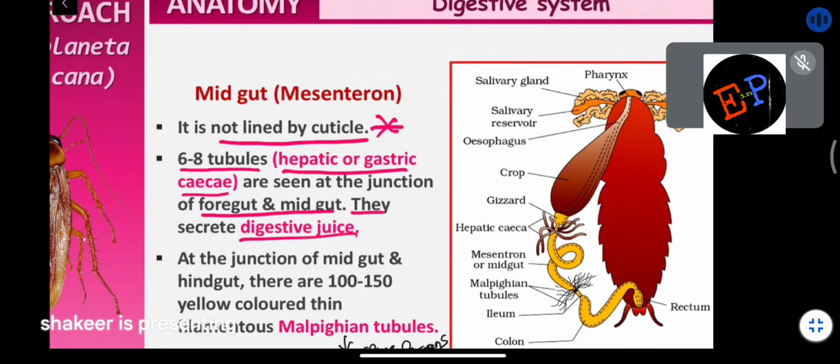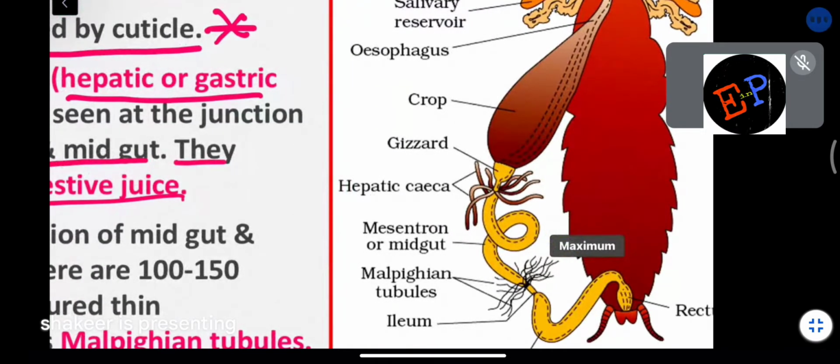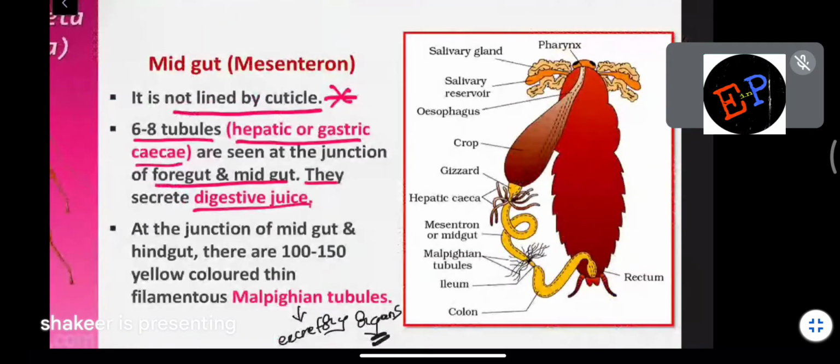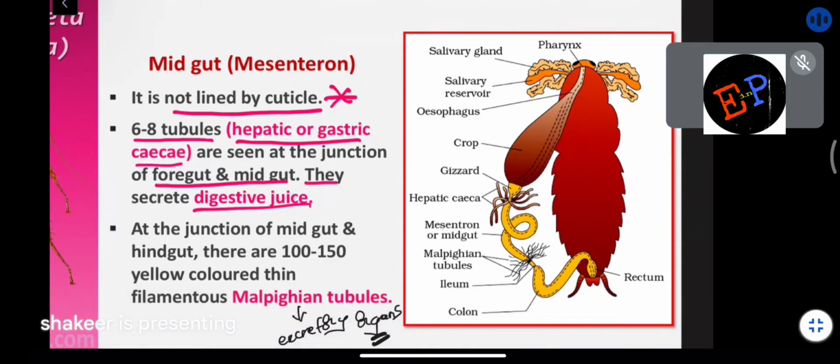Here you are seeing some thread-like structures called hepatic caecae. Are you able to understand? These hepatic caecae are responsible for secreting the digestive juices. They are present at the junction of foregut and midgut. And how many tubules are present? 6 may be present, 7 may be present, 8 may be present. And the function is secreting the digestive juices.